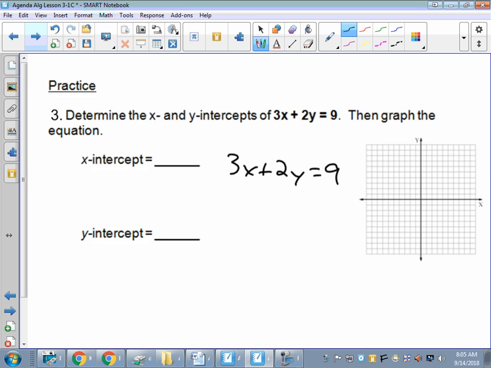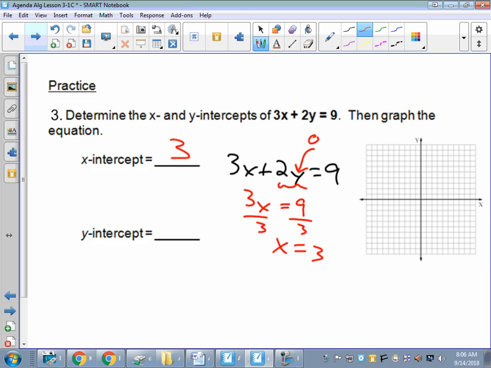Okay, and remember, how we solve for the x-intercept is we're going to set y equal to 0. So I'm going to just take a 0 and plug that in for y. Doing that makes life a lot easier, because we know that 2 times y is going to be 0. So it eliminates that, and I'm left with 3x = 9. And then if we divide each side by 3, x is equal to 3. So my x-intercept would be 3.